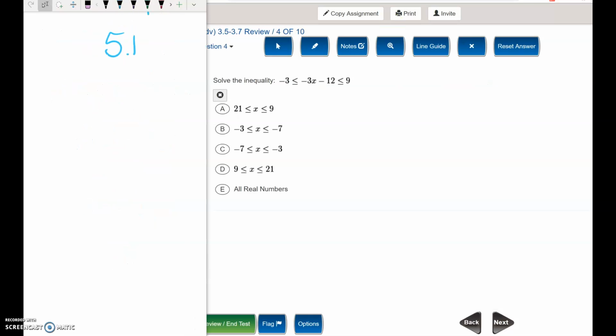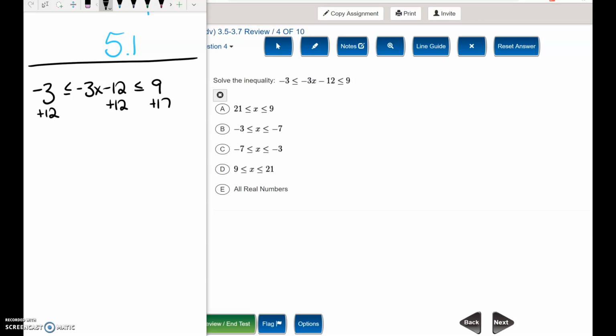Solve the 3-part inequality. You would start by adding 12 to all 3 sides. That gives us 9 is less than or equal to negative 3x is less than or equal to 21. Divide everything by negative 3. What happens when we divide by the negative? Switch the signs.